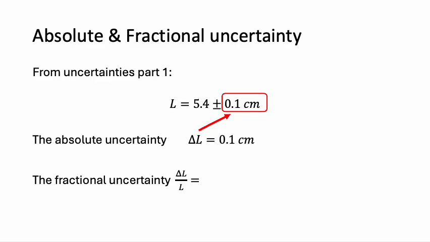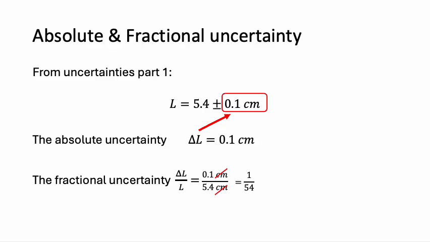We can also write down something called the fractional uncertainty. This is simply the absolute uncertainty divided by the quantity. So in this case, it's 0.1 centimeters divided by 5.4 centimeters. Whenever we find a fractional uncertainty, the units cancel out. So the centimeters and centimeters cancel out here. Fractional uncertainties never have a unit. So they are simply the proportion of the quantity that we could be out by either side.